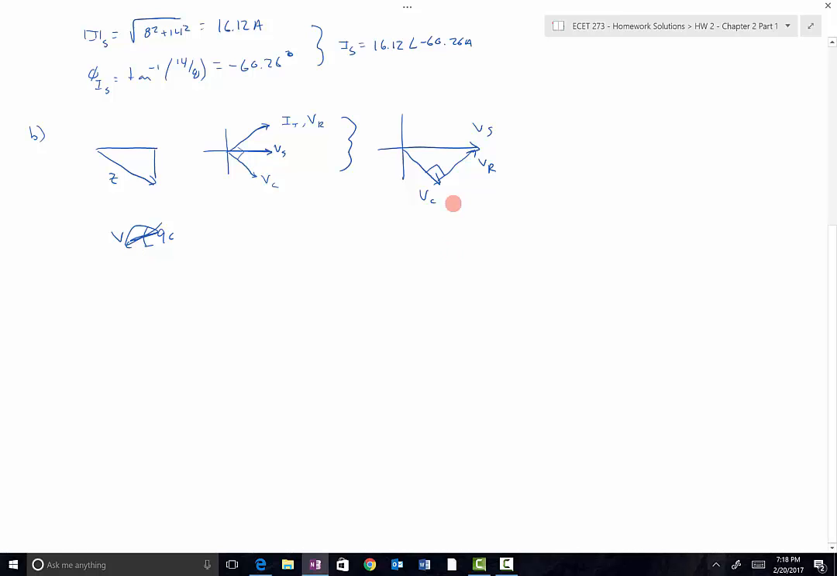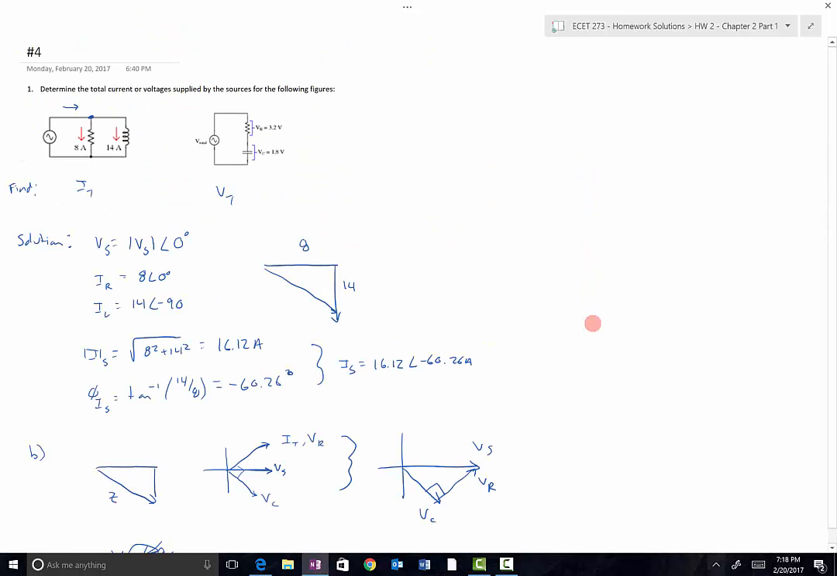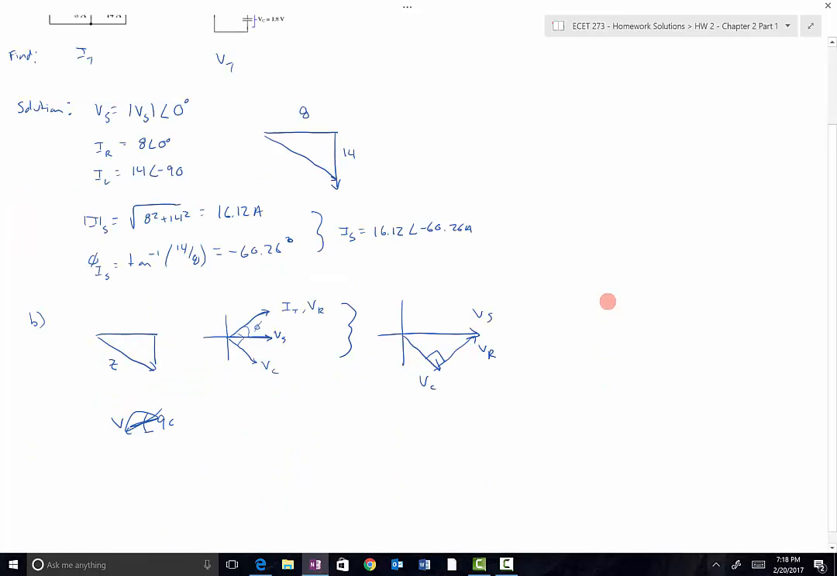In this example, we had used phi as the angle. Phi would be this angle right here. It's the angle between the voltage and the reference phasor. And so this angle right here is phi, which means this angle's 90 minus phi. So that's the angle of the voltage across the capacitor. V sub c at an angle of 90 minus phi.